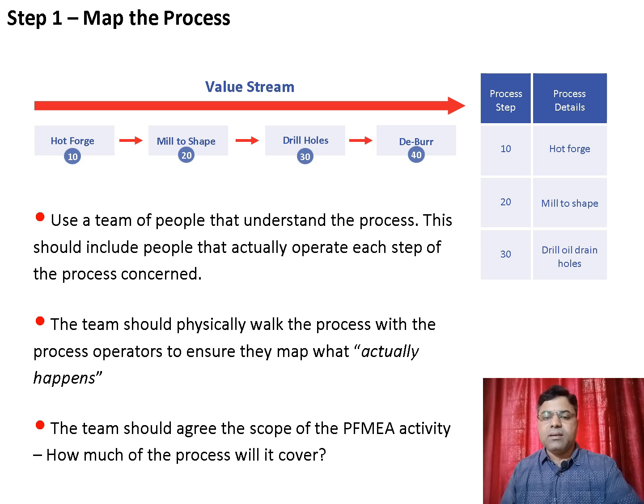First we will take map the process, and in that first of all we have to take the help of value stream mapping. Value stream mapping is nothing but mapping your process in detail step by step. For value stream mapping we will make a separate video so that you can understand in detail. By using value stream mapping we identify the process steps in detail, and then we have to go through the process. The team has to agree on the scope of the FMEA activity. Whenever we are making the team, we have to take team members who work directly on the process, so that they have a better understanding of the process.